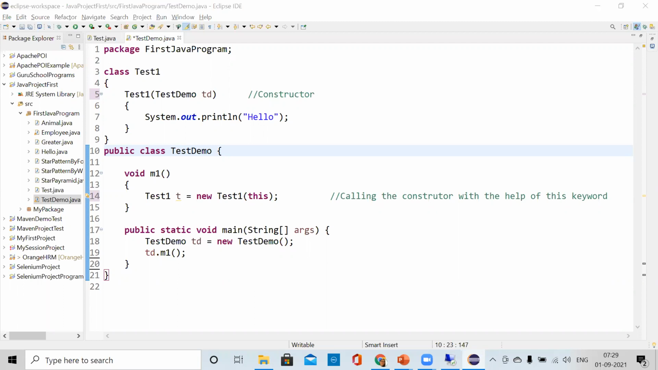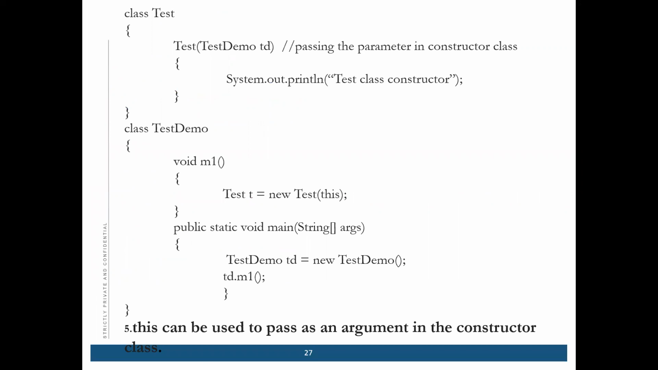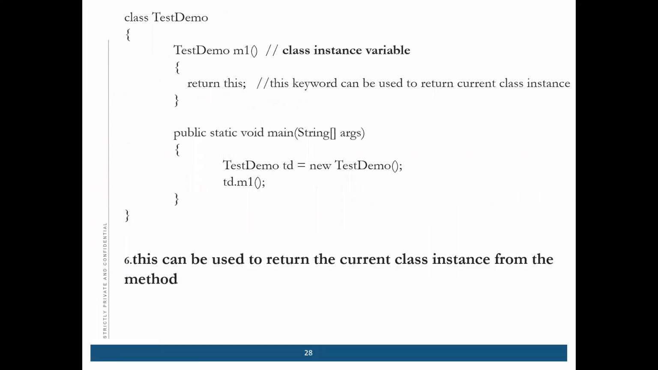So till now you are clear with this fifth point. The last point is that this can be used to return the current class instance from the method. For example, we have created one test demo class. In that test demo class, the return type is test demo, the class instance variable. Instead of void, there is no void here. It has a return type of the same class name.